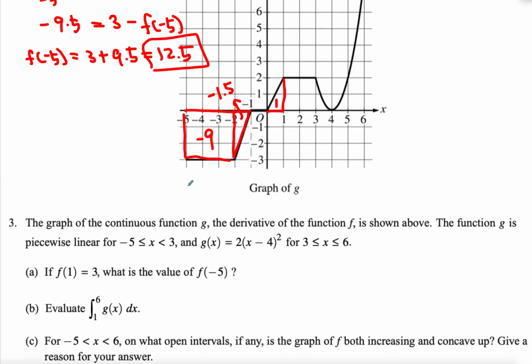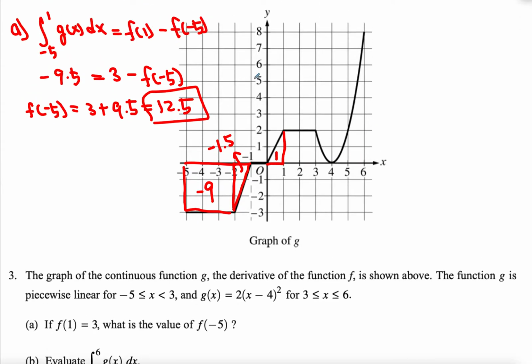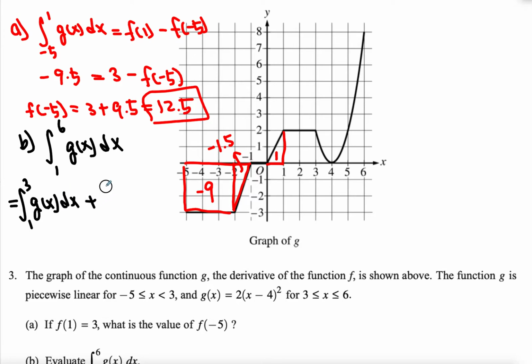They want us to evaluate from 1 through 6. Part B: the integral from 1 through 6 of g of x dx. What I can do is, from 1 through 3 it is simply a box. So I can rewrite this as the integral from 1 through 3 of g of x dx plus the integral from 3 through 6, which will be based upon this one: 2 times (x minus 4) squared dx. The first component is a square, 2 by 2, so we get 4.